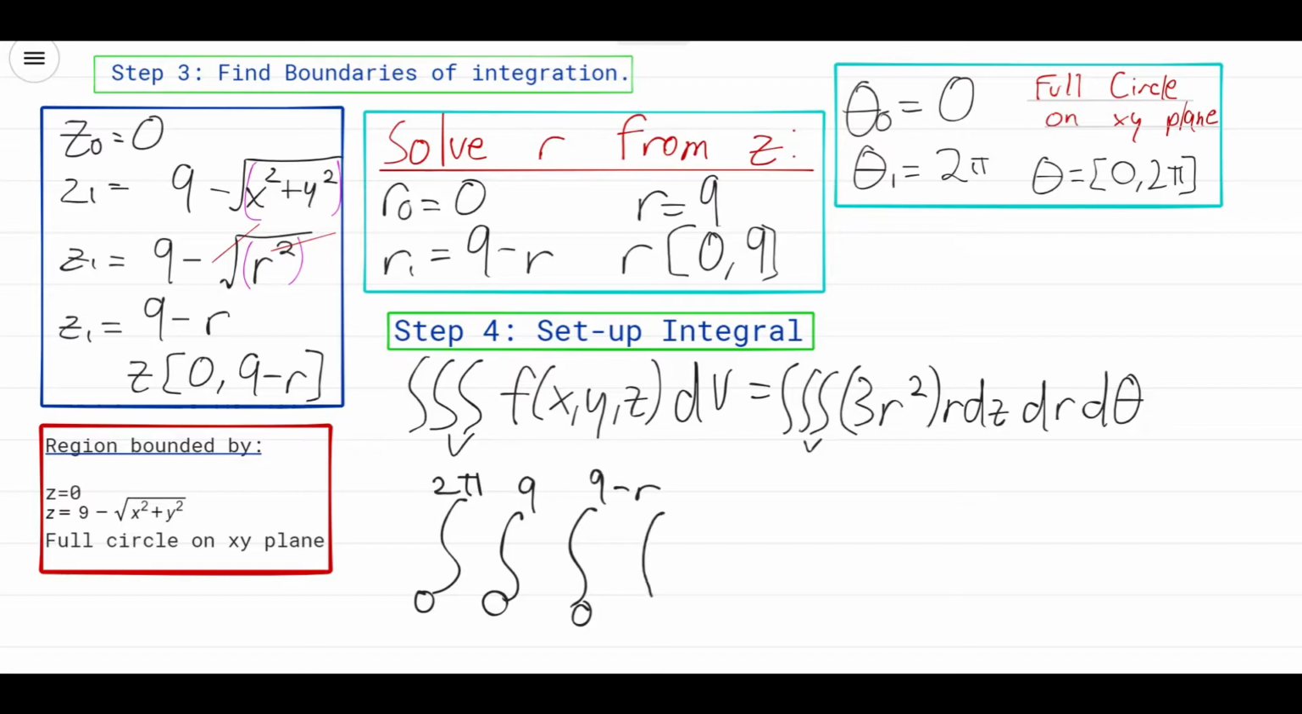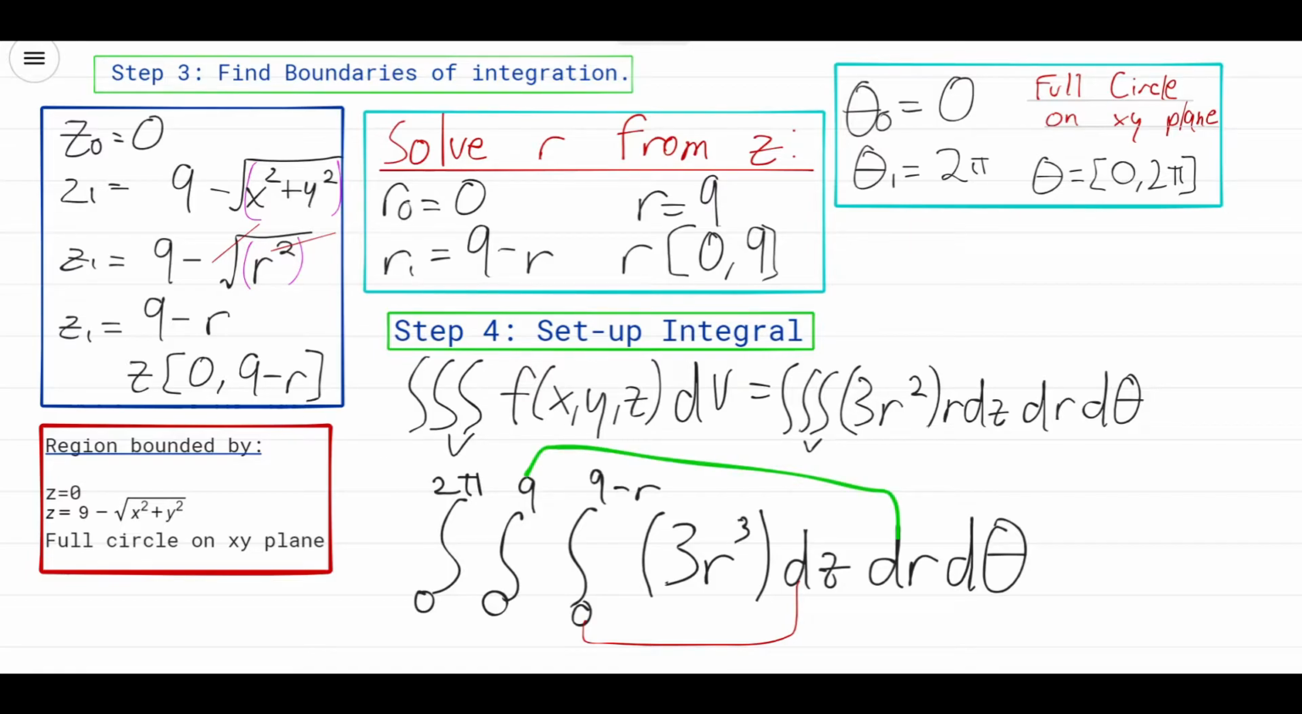So now that we have our bounds set up, all I'm simply doing is multiplying the r squared right here with the r right here. So 3r cubed dz dr d theta. And remember, that extra r right here is called a Jacobian. All you need to know is that it's part of the dV. So do not forget it, because initially people forget. So we know dz bounds are 0 to 9 minus r, our r bounds are from 0 to 9, and our theta bounds are from 0 to 2 pi.